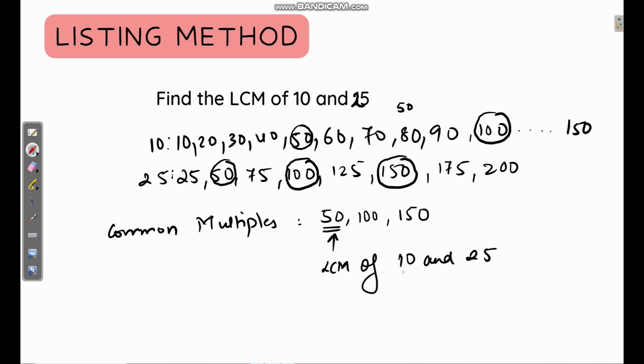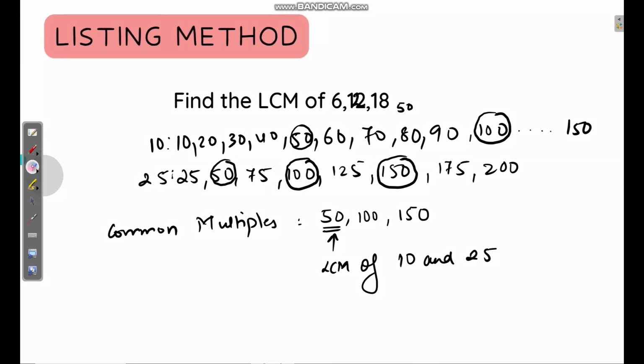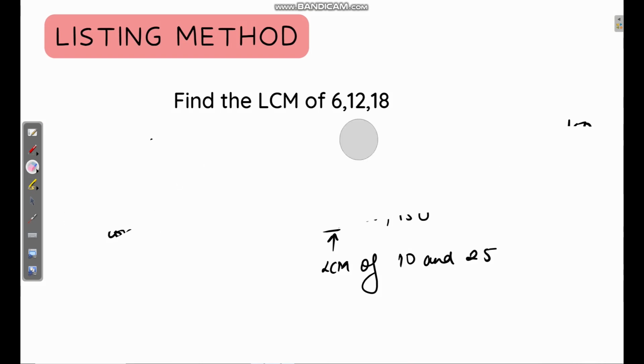So 50 is such a number which is present in both the table of 10 and the table of 25, and that's the smallest number which is common in both the tables. Okay, let's move on to the next question. Let's find the LCM of three numbers now.